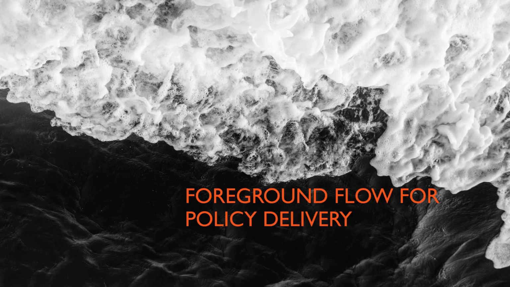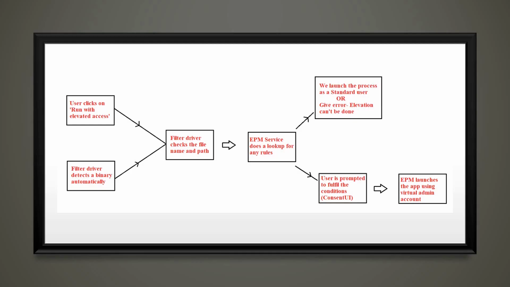Now let's understand the flow that happens at the foreground. When the EPM agent is installed and the policy is received, these two things are going to happen in the background, whenever the policy is created and assigned to the device. But the policy is not going to take effect all the time, right? The policy is only going to do its magic when either of these two things happen.